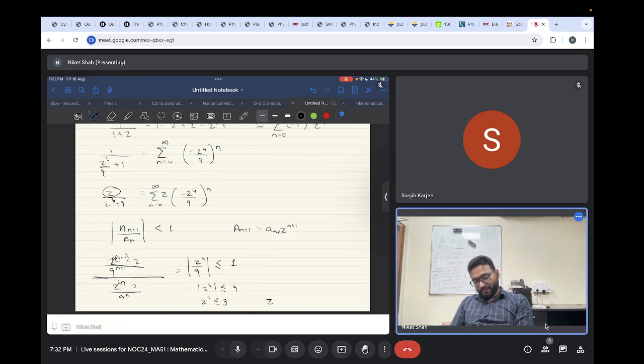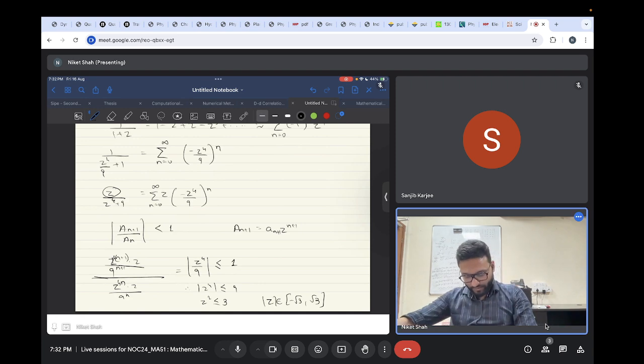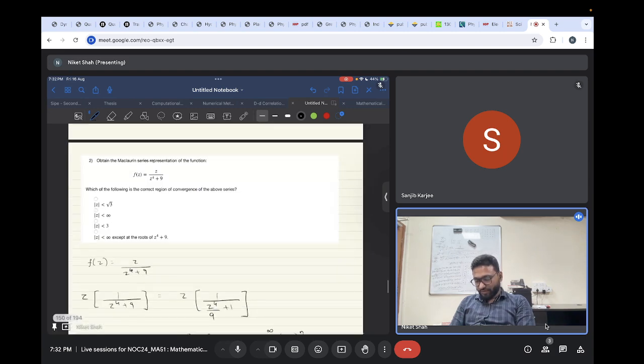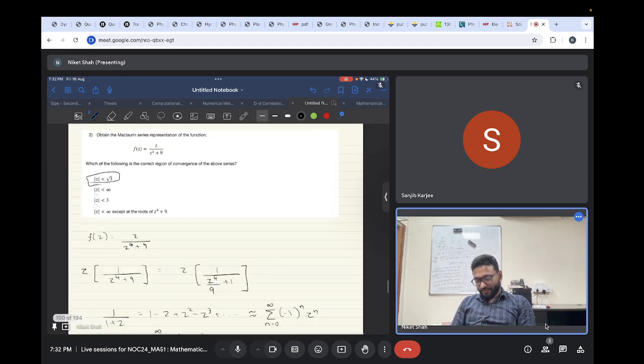z belongs to minus root 3 to root 3. Mod z belongs to minus root 3 to root 3. Basically, mod z is actually 0 to root 3 because it's mod z, of course. So basically, simply what we get is mod z has to be less than root 3, which is the answer here.